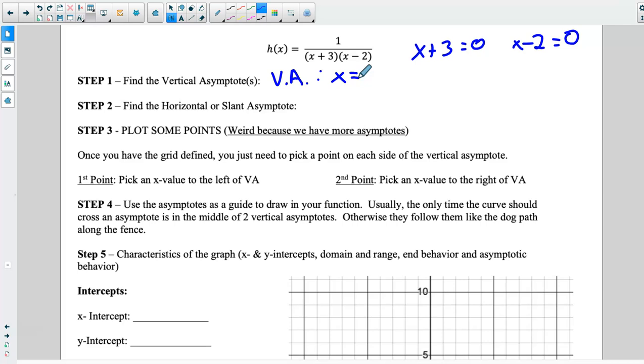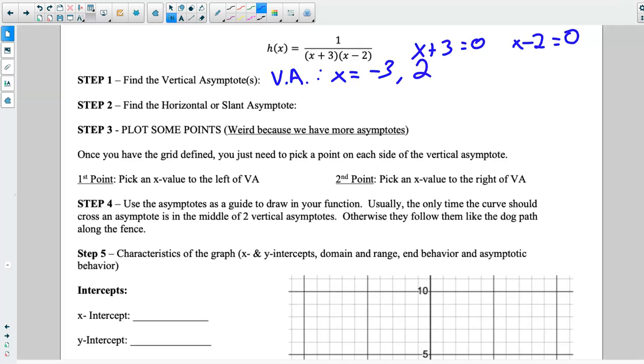Small is big, big or small. I'll tell you. Actually, 0. There's no axis. So it's going to be small or big. Yep. All right, so my vertical asymptotes are going to be x = -3 and x = 2. So let's put those dashed lines in right away.